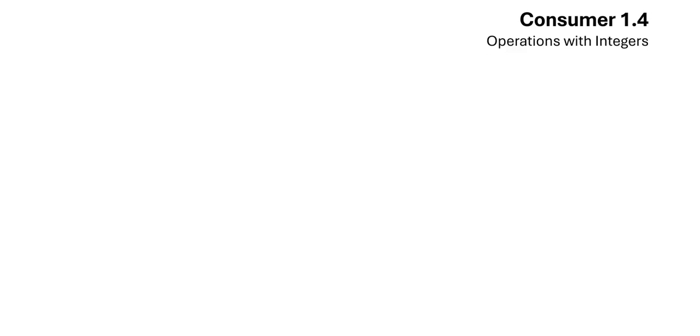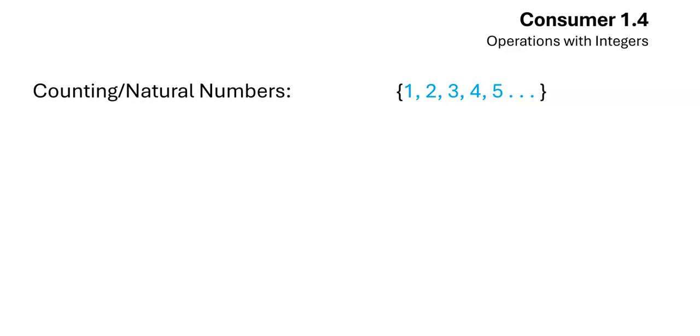system. The first set of numbers that you learned when you were a child were the numbers that you learned to count with. 1, 2, 3, 4. Those are called the natural numbers or the counting numbers. They begin with the number 1 and they go to infinity.